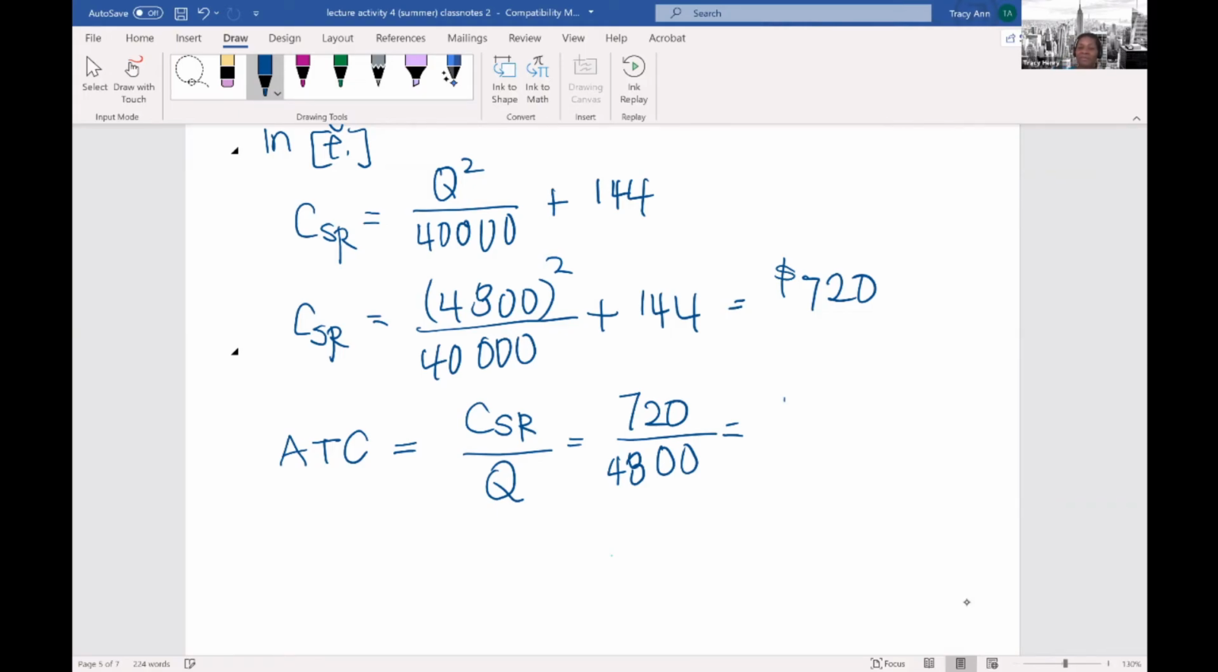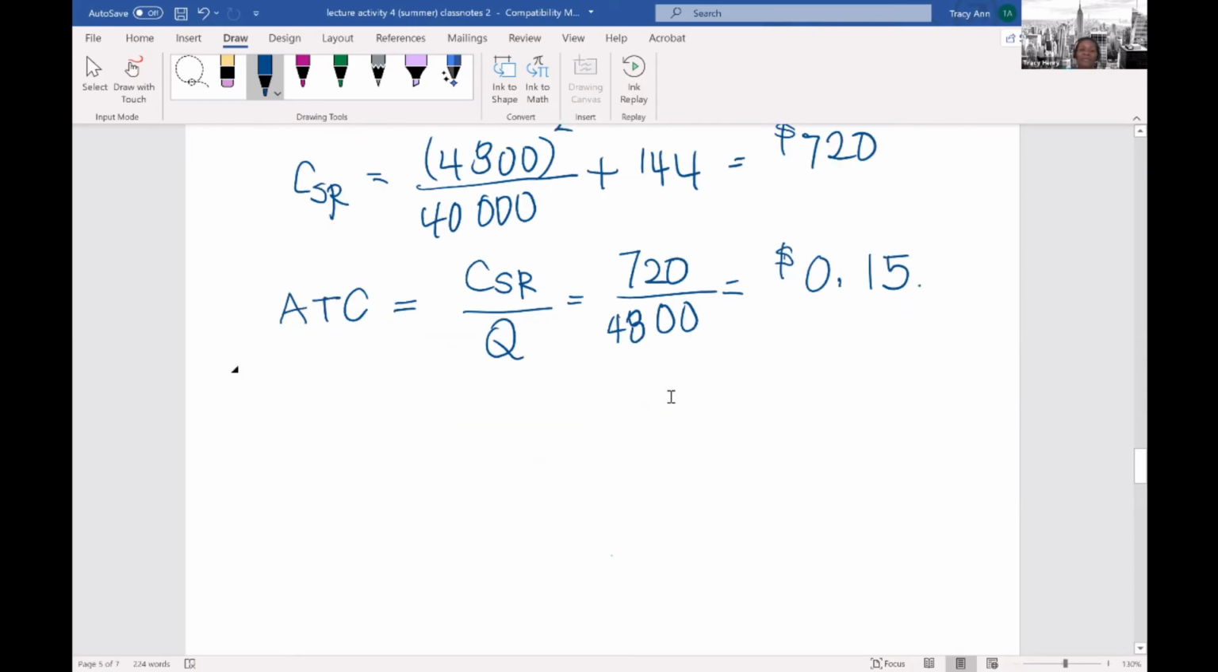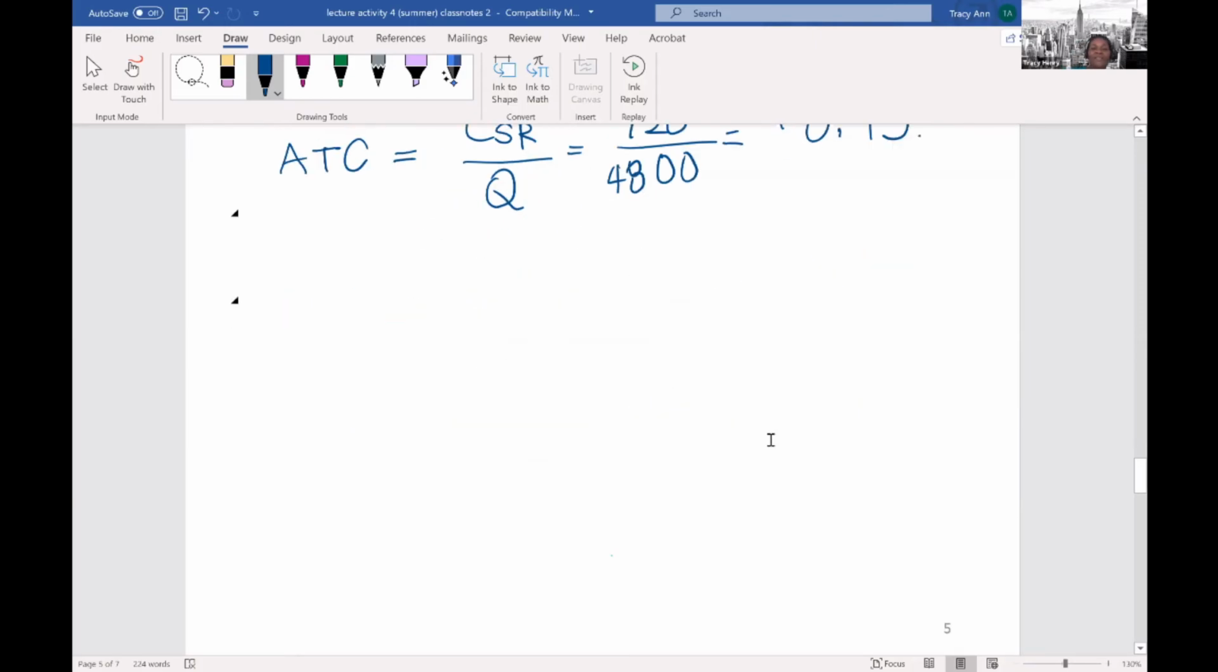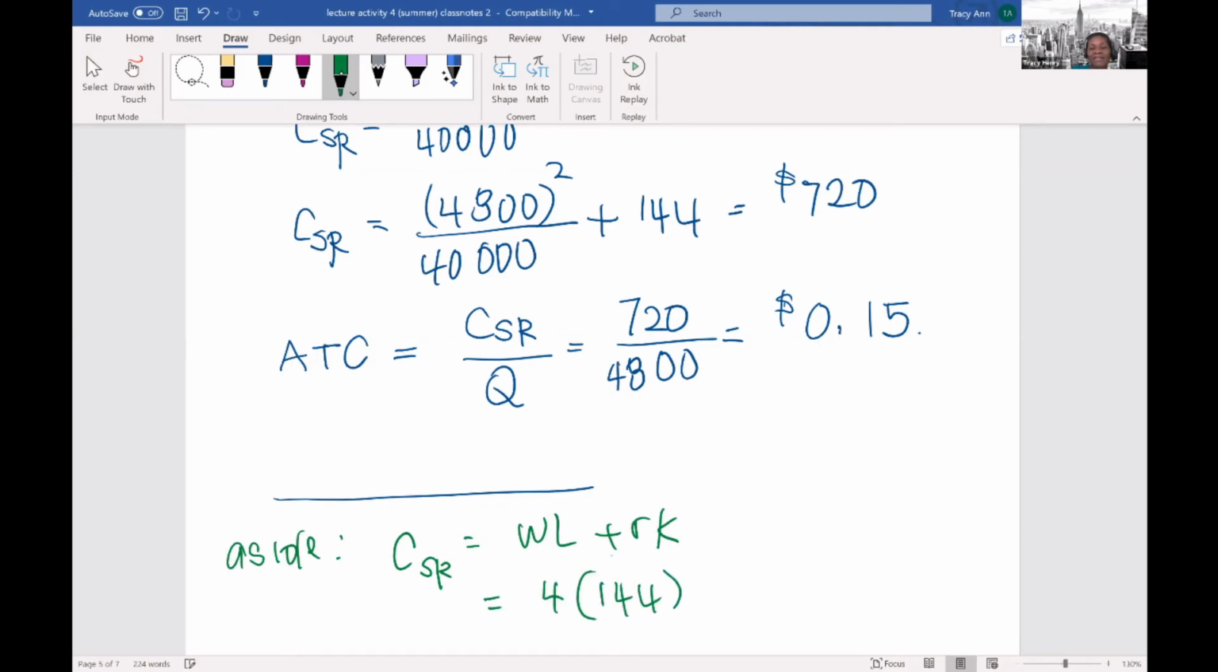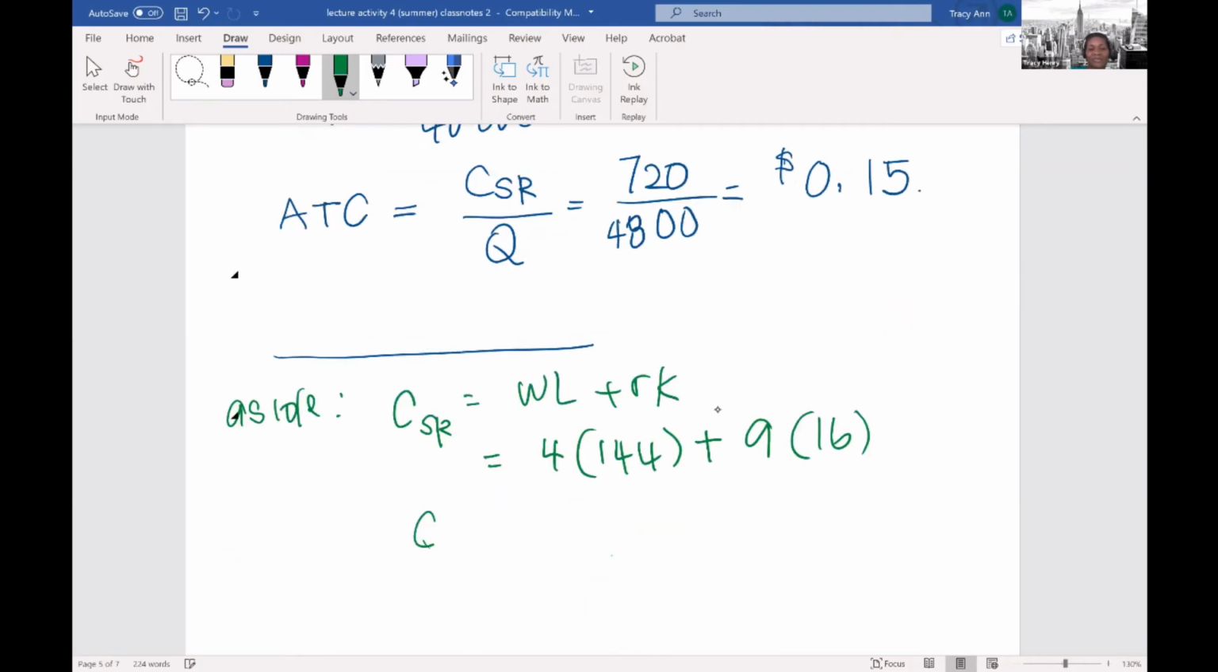Wait, let me see, someone put it in the chat before I wrote it up. Thank you so much. And yes, you're correct. Bonus points for you. So the average total cost is 15 cents, so 15 cents per unit to produce in the short run. Now, for you guys on the side, you'll still get the same information if you had actually said that the short run cost is equal to WL plus RK, and if you had said 4 times 144 plus 9 times 16, you should still also get 720.